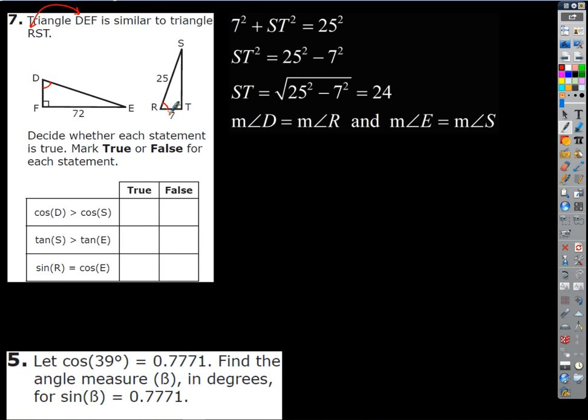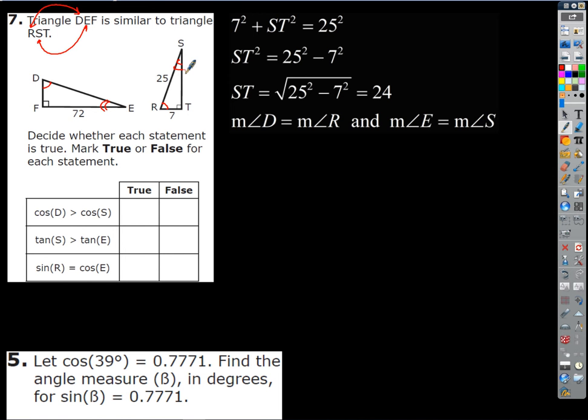So then we know that angle E is the one that's congruent to angle S, because they have to go in the same order. And then, of course, angle F and angle T are the right angles, so those are obviously the same, right? Okay, so then decide whether each statement is true. Mark true or false for each statement.